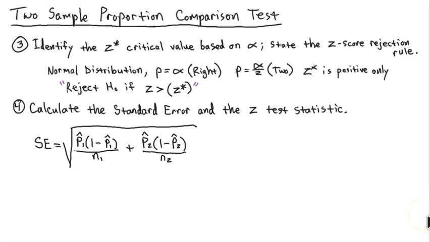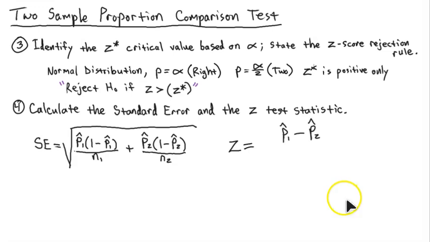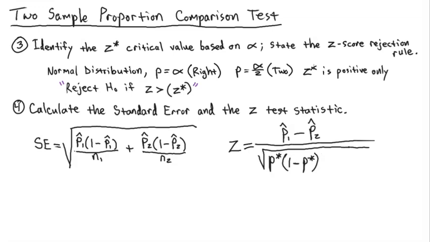And now for the formula for our Z-test statistic. Z equals P1 hat minus P2 hat divided by the square root of P star times 1 minus P star times the sum of 1 over the sample size from population 1 plus 1 over the sample size from population 2. That's 1 over N1 plus 1 over N2. Whoa! Exactly. Now, this really isn't that bad.